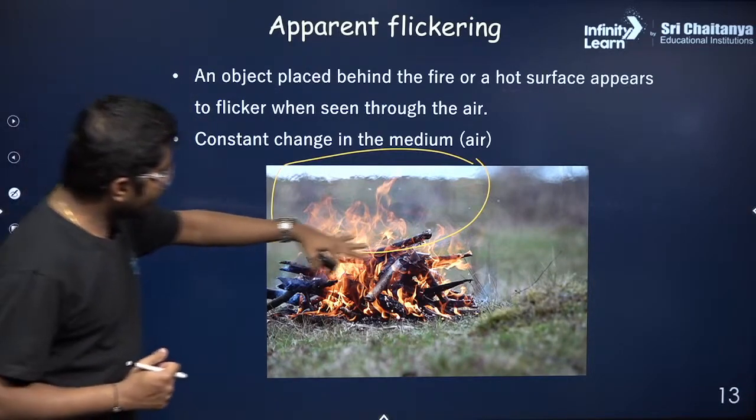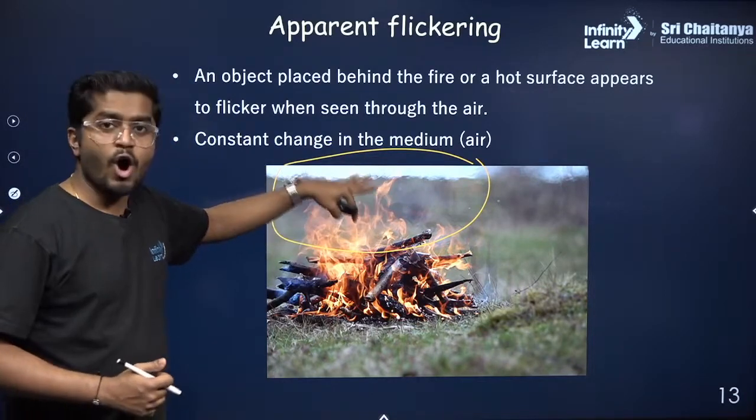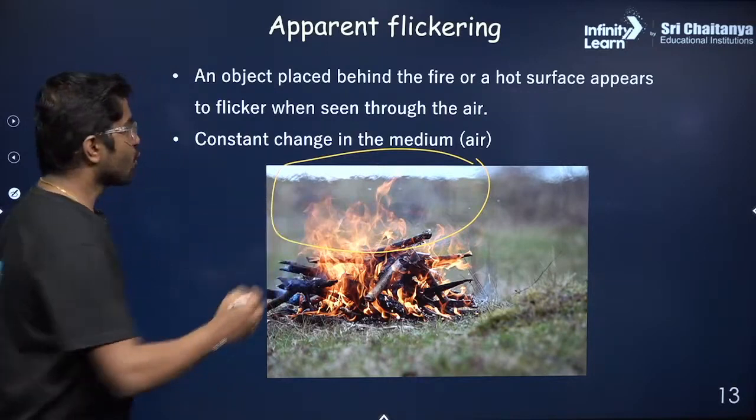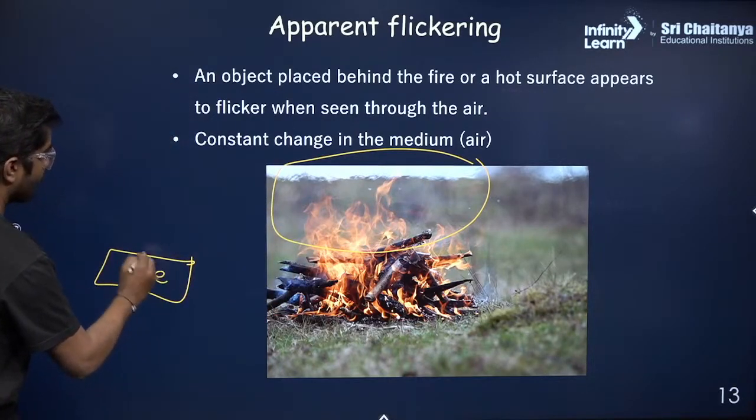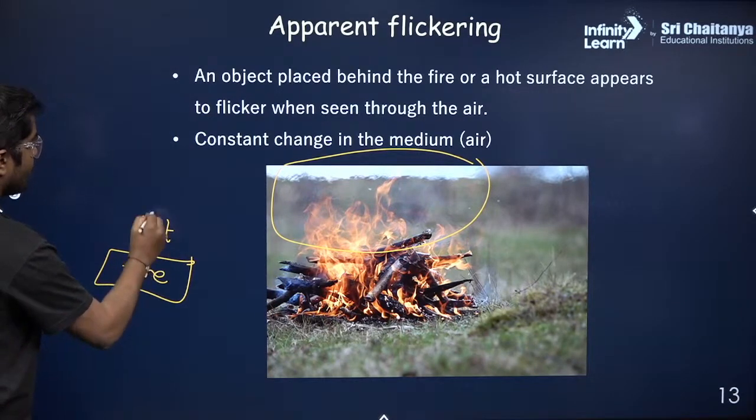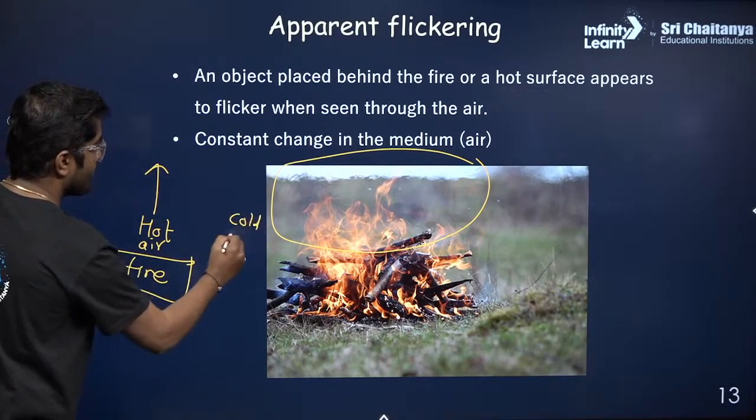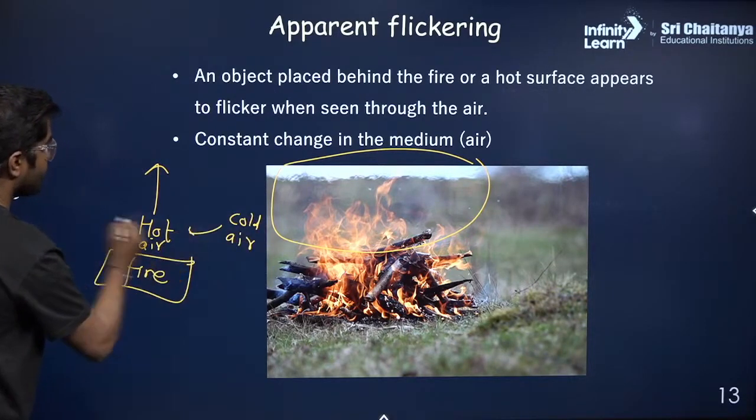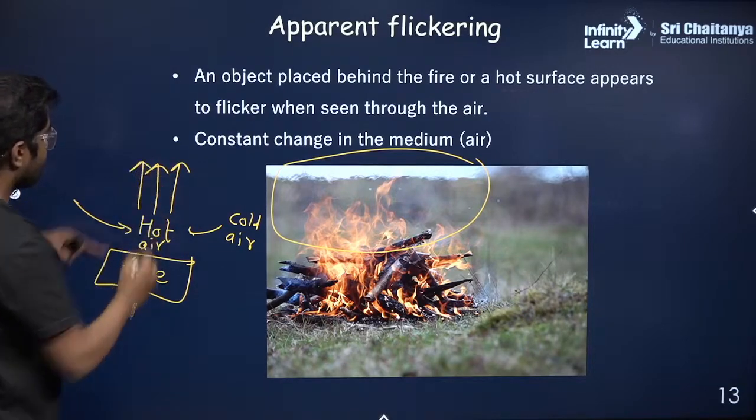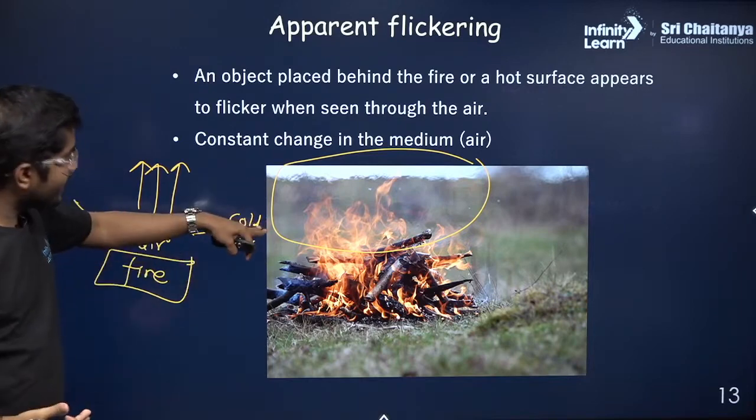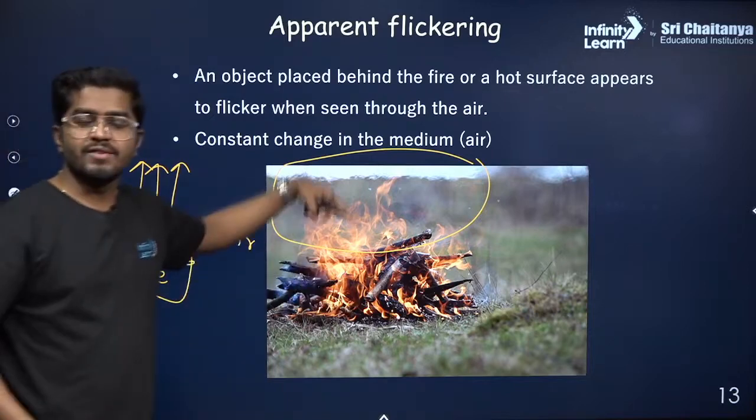So what happens, if you burn something, the air which is near this will become hot. Hot air is lighter. So let's suppose there is a fire. Above the fire, hot air will go up, and the cold air from the surrounding will come here in this direction. Correct? Hot air will go up because hot air would be lighter. The cold air is denser. It will come here and occupy the space above the fire.